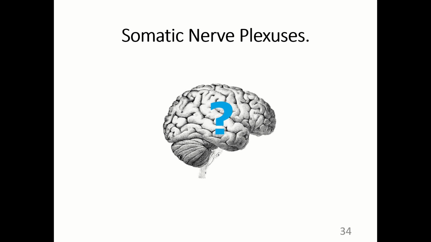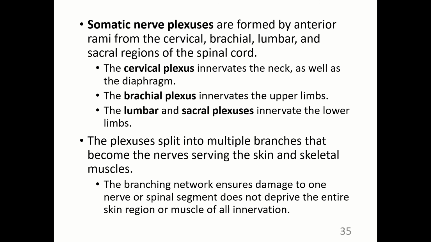Okay, let's look at these somatic nerve plexuses. Somatic nerve plexuses are formed by anterior rami from the cervical, brachial, lumbar, and sacral regions of the spinal cord. The cervical plexus innervates the neck as well as the diaphragm. The brachial plexus innervates the upper limbs. The lumbar and sacral plexuses innervate the lower limbs.